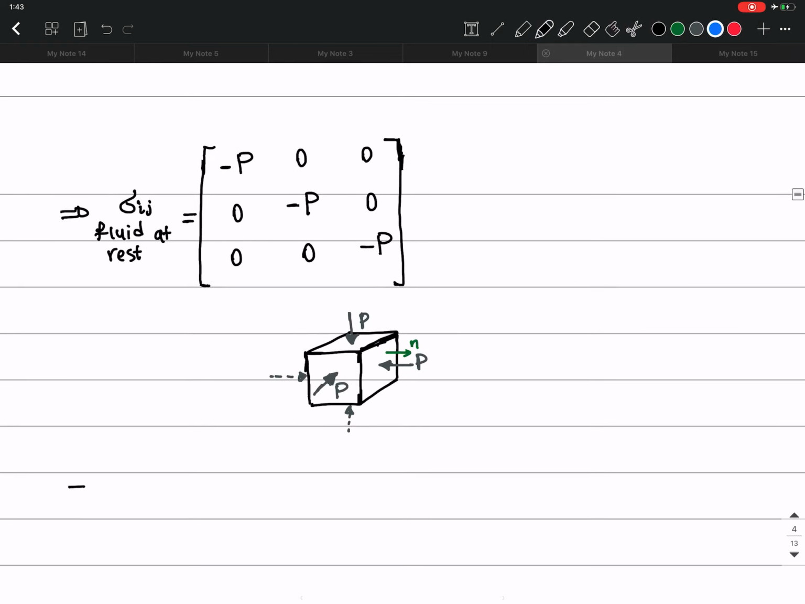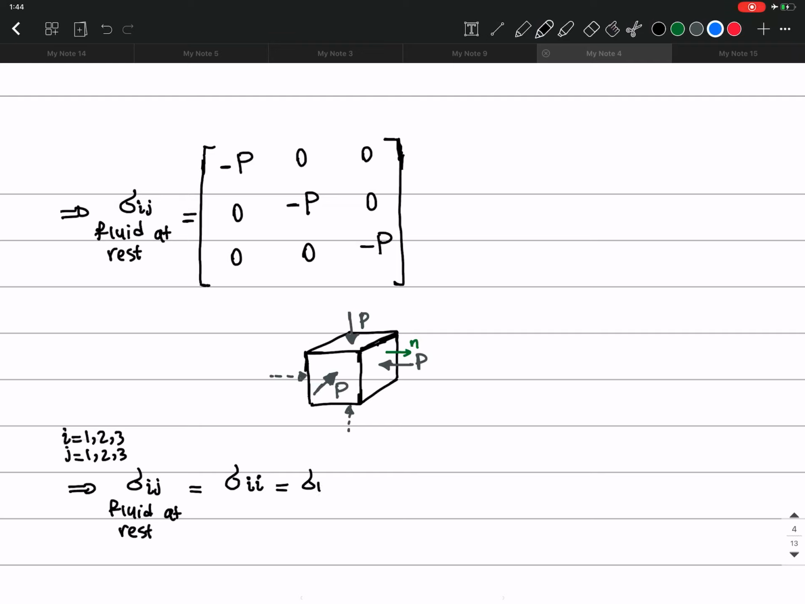Okay, so sigma ij for a fluid at rest is just equal to sigma ii. Ii means the diagonal part, right? Again, you can change i from 1, 2, 3, and j from 1, 2, 3, right? So this is like a sum: sigma 1,1 plus sigma 2,2 plus sigma 3,3, right? So this is the whole stresses.